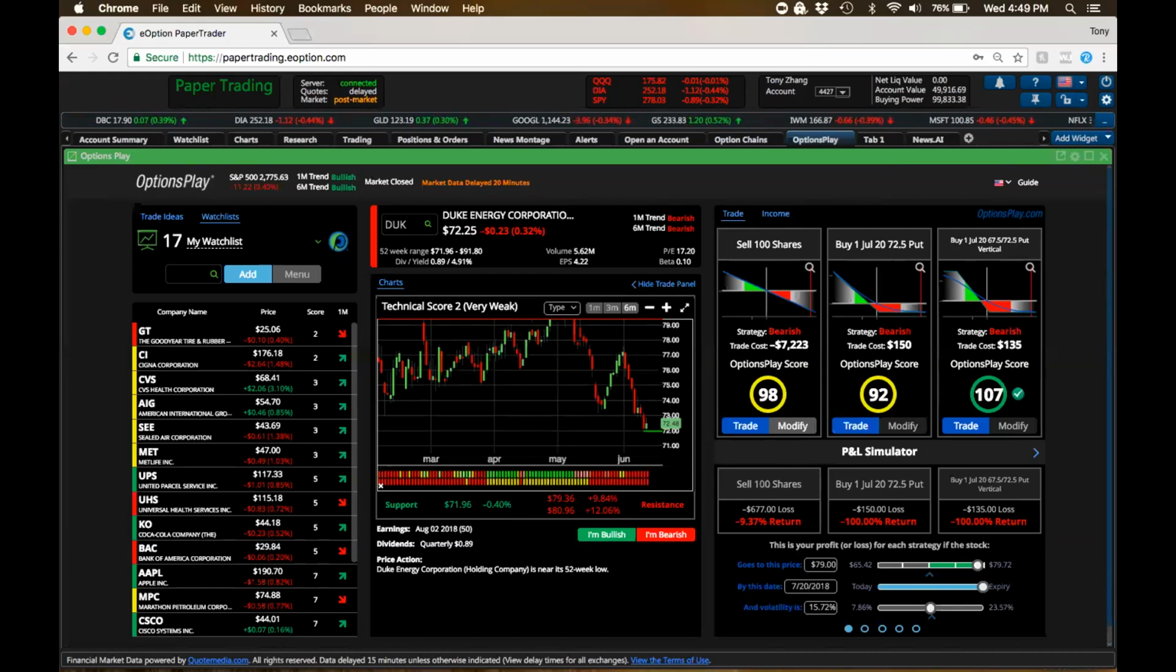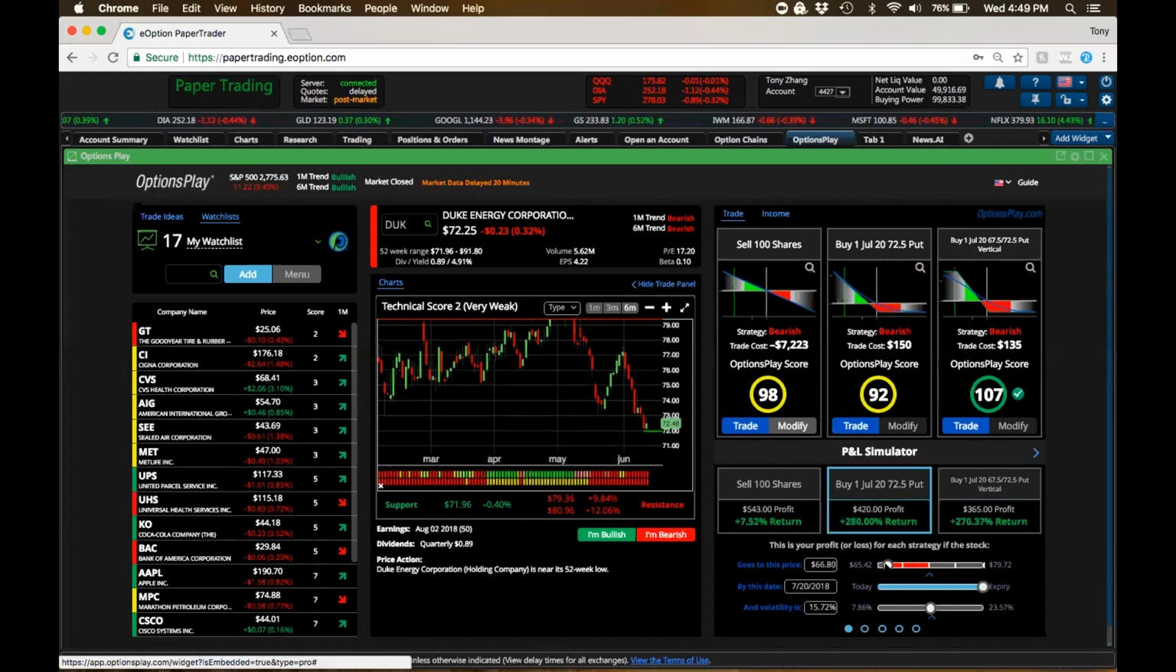shorting the stock, because you get the same upside if the stock goes in your favor. So as the stock continues to go lower and lower, you're going to make more and more profits on your put. But if the stock goes against you, you're capped in terms of your risk. So that's really one of the benefits to consider buying a put option versus shorting a stock.